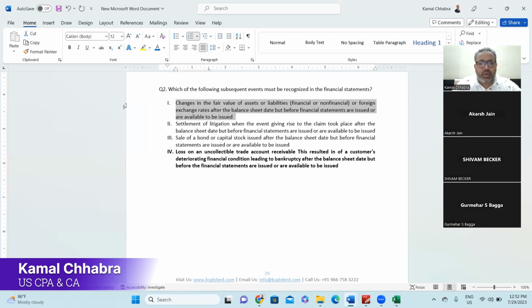Fourth is loss on an uncollectible trade receivable that results from a customer's deteriorating financial condition leading to bankruptcy after the balance sheet date, but before the financial statements are issued or are available to be issued. Deteriorating means the condition existed on the balance sheet date. Yes, right. Hence the fourth point will be considered a subsequent event. Exactly. Any doubt on subsequent event?